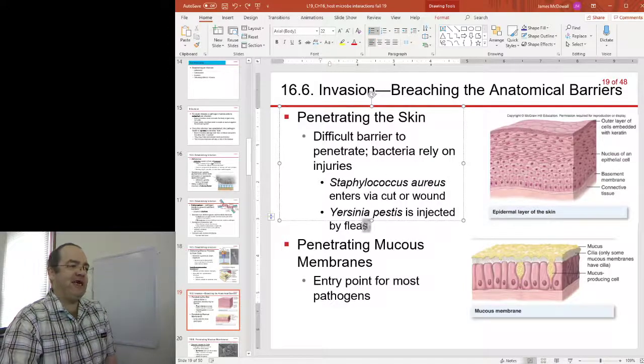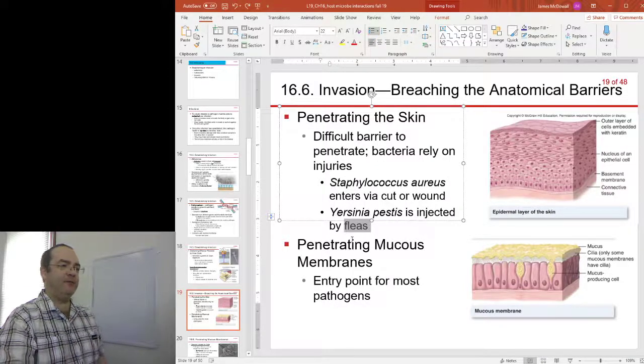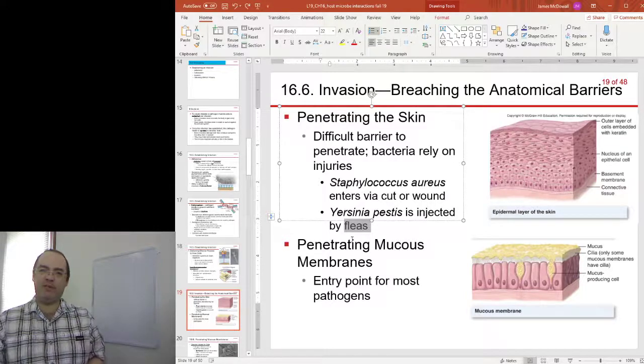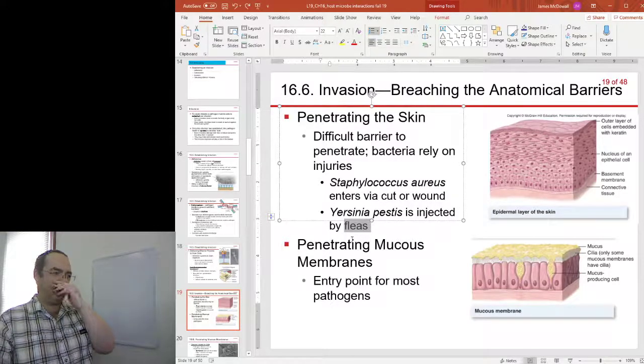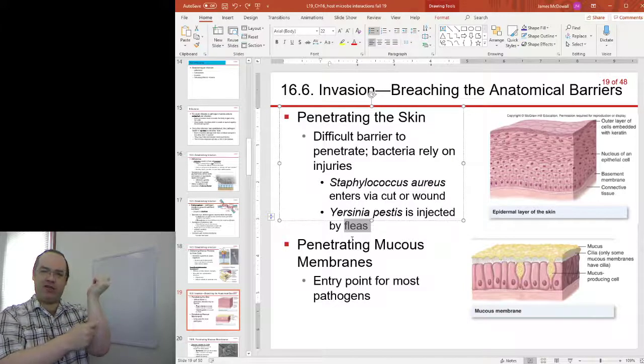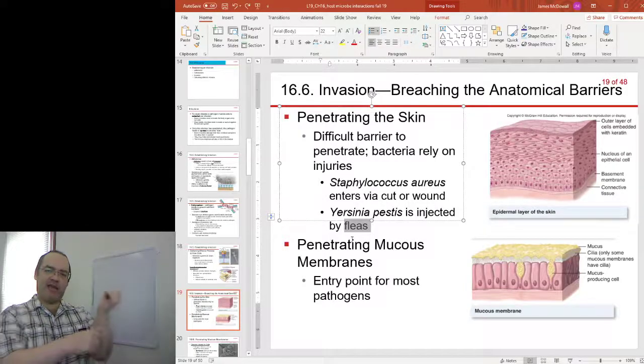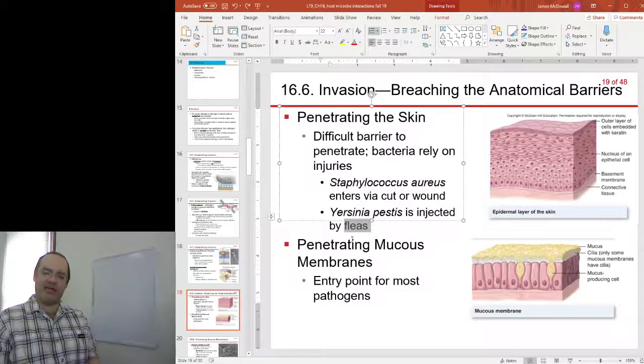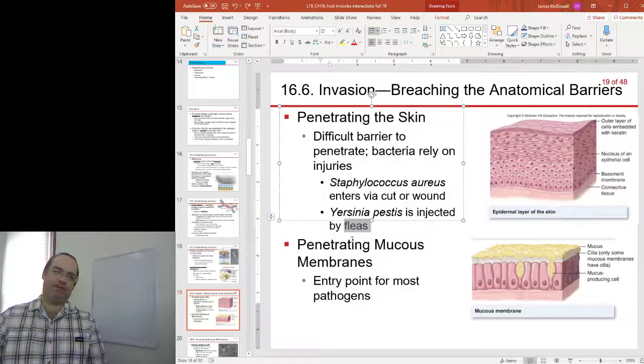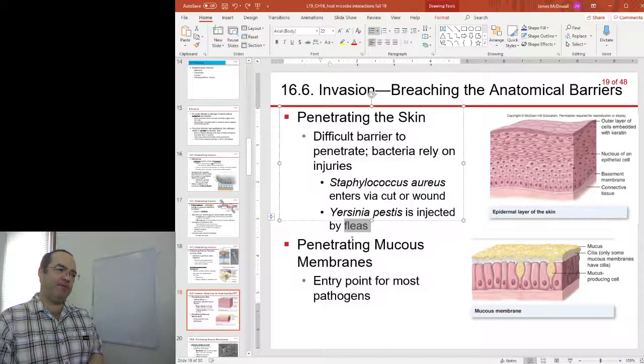Some bacteria have gotten together with arthropods and other organisms. Yersinia pestis, that's the one that is transmitted by flea bites. They rely upon the flea to penetrate the skin barrier and inject the bacteria directly into your tissues. Mosquito bites do the same thing.